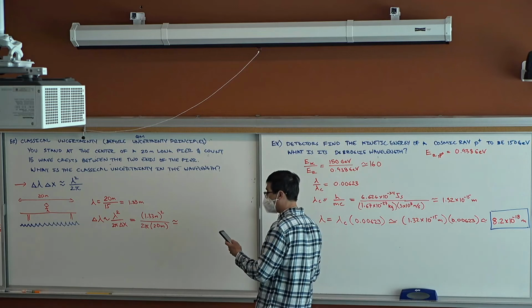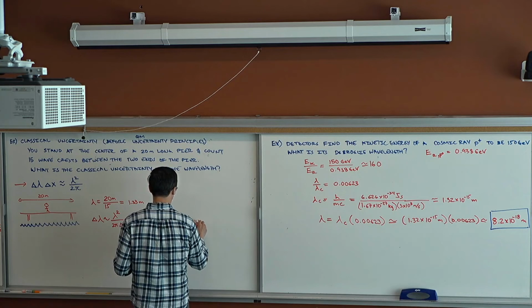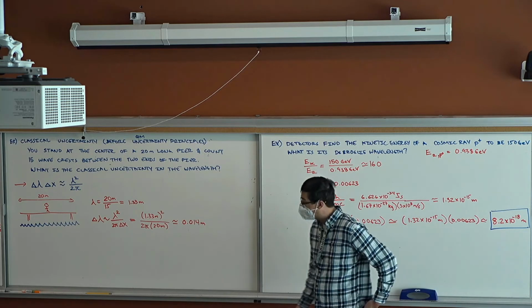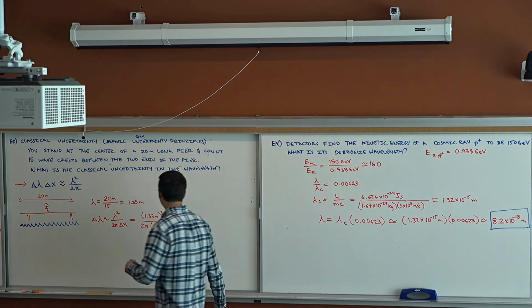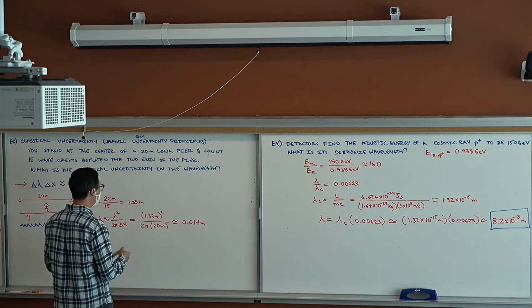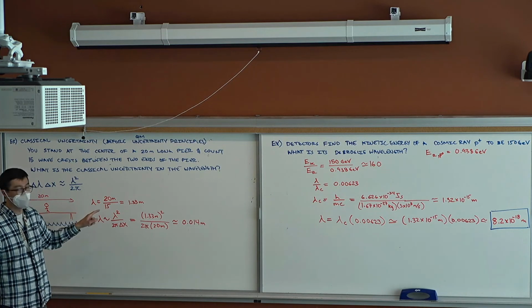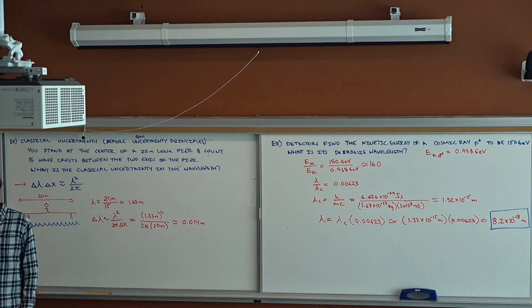I'm getting about 0.014. That's what I have. Awesome. Which is a little more than a centimeter, right? And so what we would probably want to do is say that this wavelength is 1.33 meters with a minimum uncertainty of about 0.01, 0.02 meters.